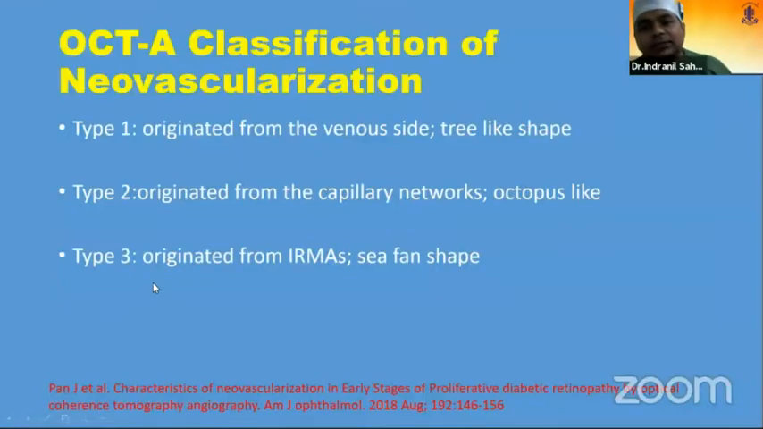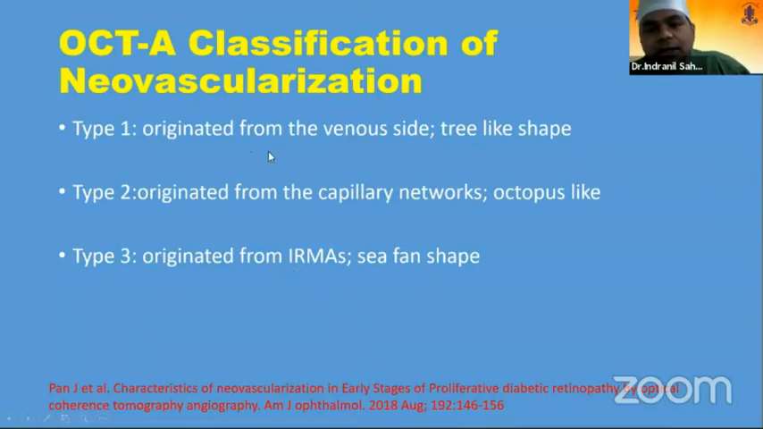This was a classification proposed, which was published in the American Journal of Ophthalmology, on the types of neovascularization. Type 1 originated from the venous side and had a tree-like shape. Type 2 originated from the capillary networks and has an octopus-like shape. And type 3 arises from the IRMAs, which we know are the precursors of proliferation. These were the NVs that originated from IRMAs and were C-fan in shape.